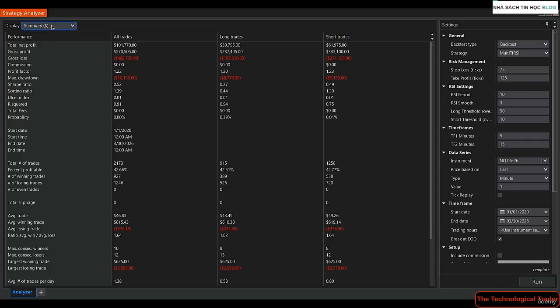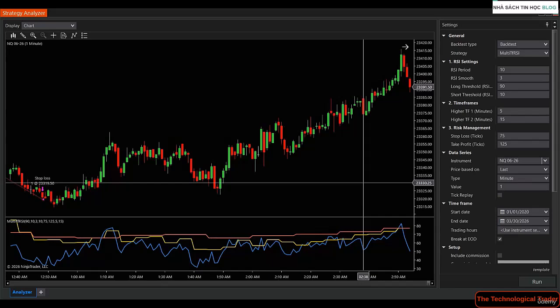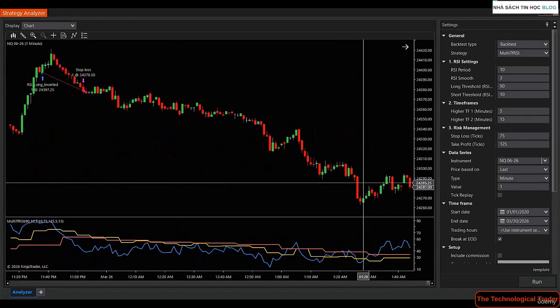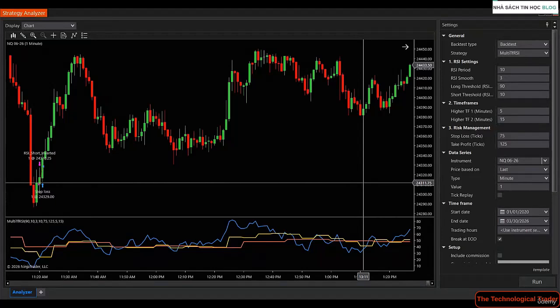You can also go to the chart and review some of the individual trades yourself. You are more than welcome to test this strategy with different parameters and on different financial assets.